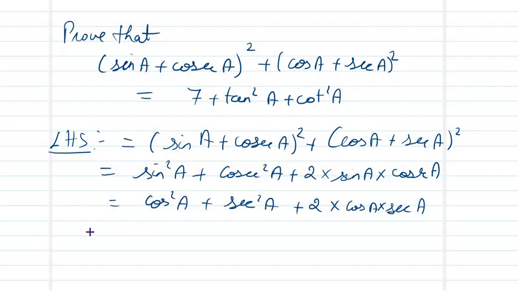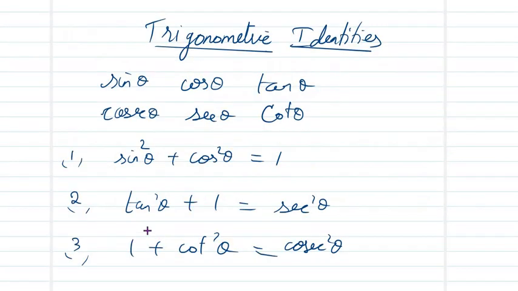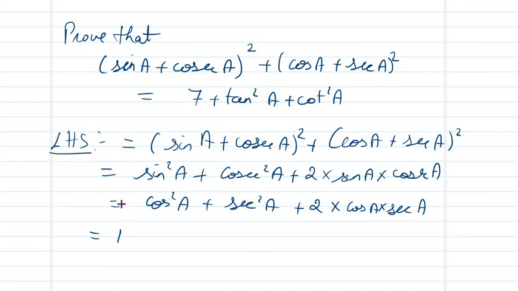Now you simplify here, and you'll be able to observe that sin square A plus cos square A is equal to 1, because that's the first identity that you have learned. Sin square theta plus cos square theta is equal to 1, and we have the remaining expressions.